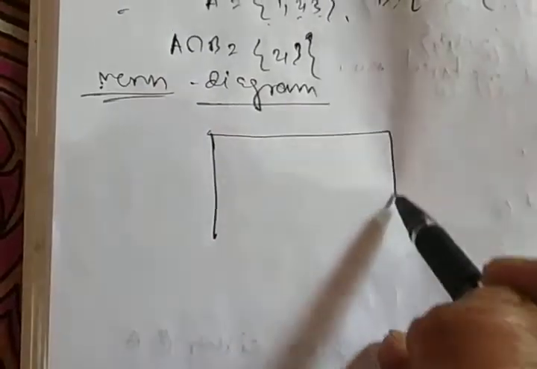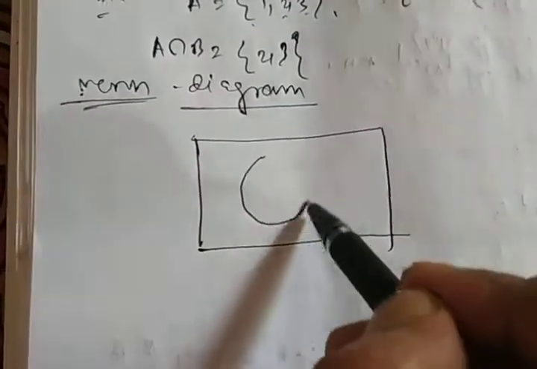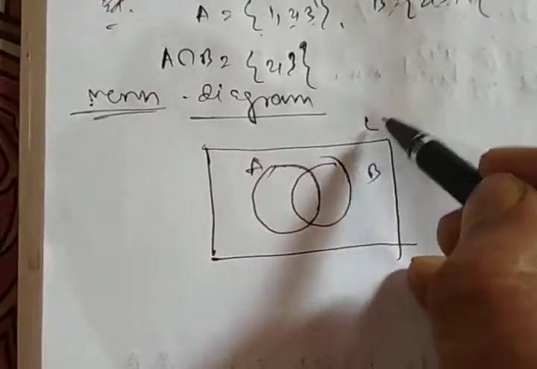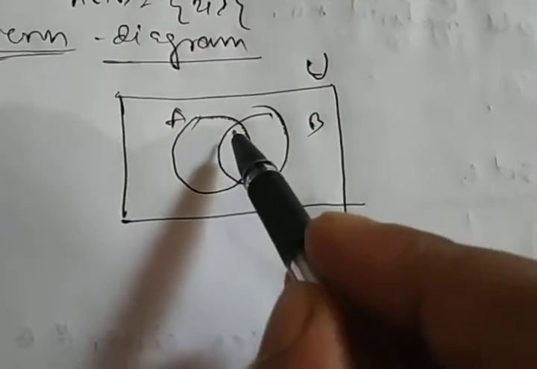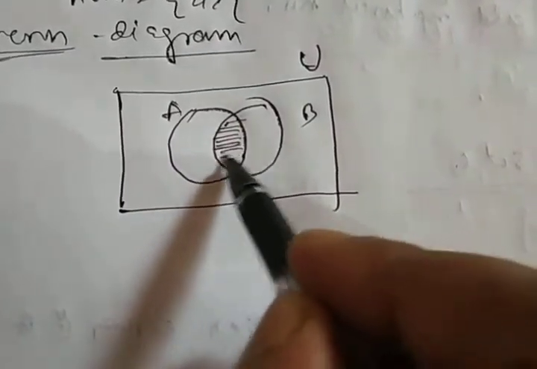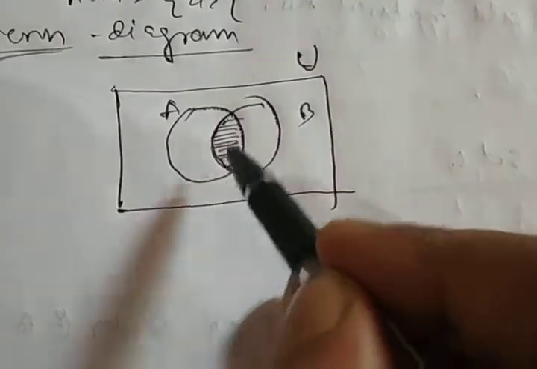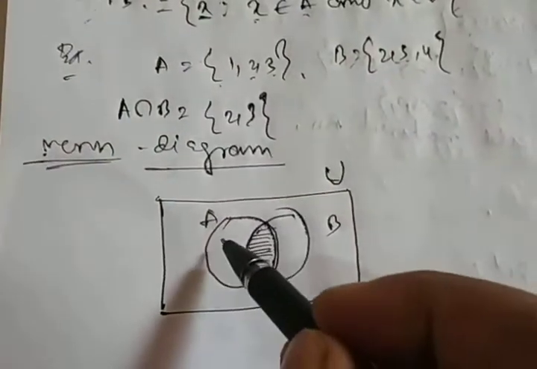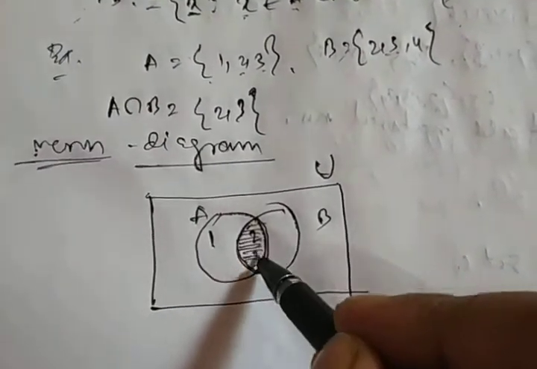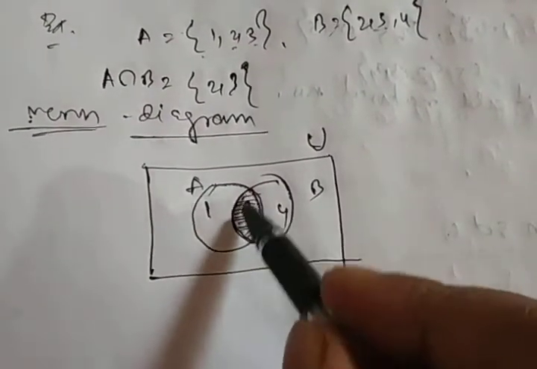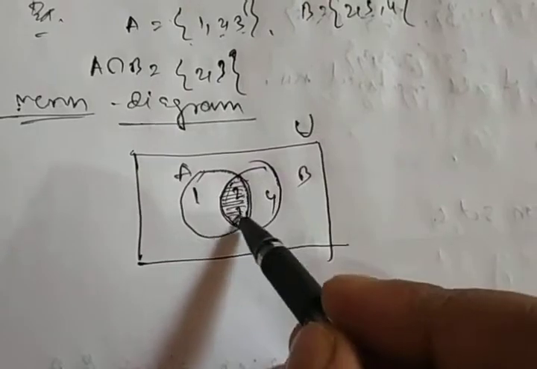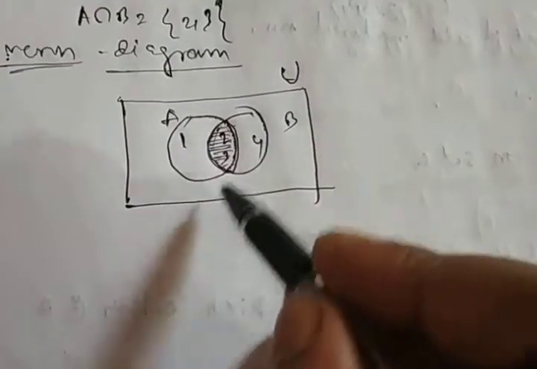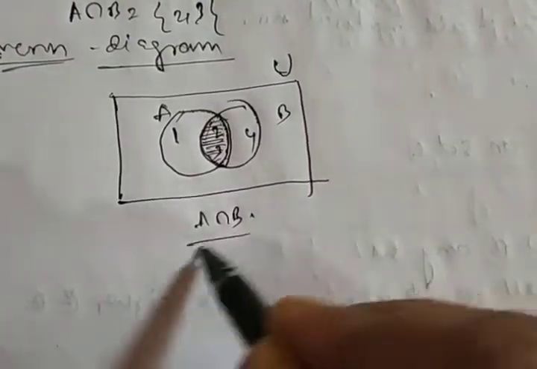Two sets can be formed in the same way as the previous example, A and B. This is U. So this portion is the intersection part, where both the elements of A and the elements of B lie. As in this example, we can write this 1, this is 2, 3, this is 4. So the intersection part is 2, 3, where A also contains and the elements of B also contain. So the shaded portion represents the intersection A ∩ B.